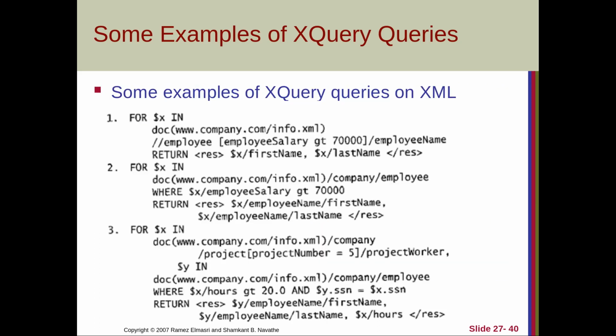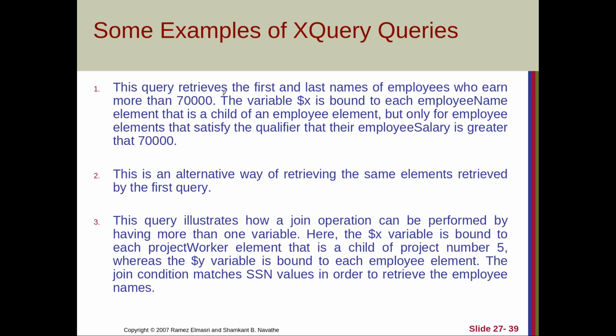We will see three examples and how they can be described in XQuery format. Here you can see for $h in, where $h is the variable representation in XQuery, then the URL, and here we are following XPath again: /employee[salary greater than 70,000]/employee name. It returns a result under the result tag: $h/first name, $h/last name. So this query retrieves the first and last name of employees who earn more than 70,000. That's all.